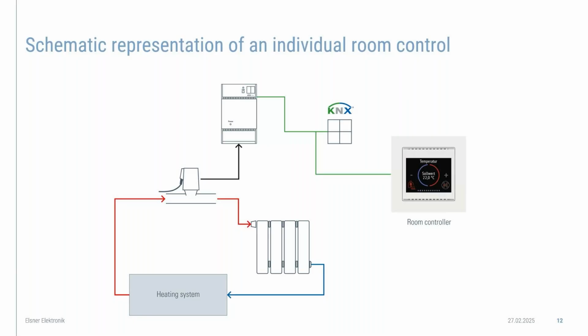Once we increase the set point, for example, more water will go through the heating system and more heat will be emitted. So just to explain the visualization a bit, the red arrow shows the hot water flow to the radiator and the blue arrows show the return flow from the radiator.